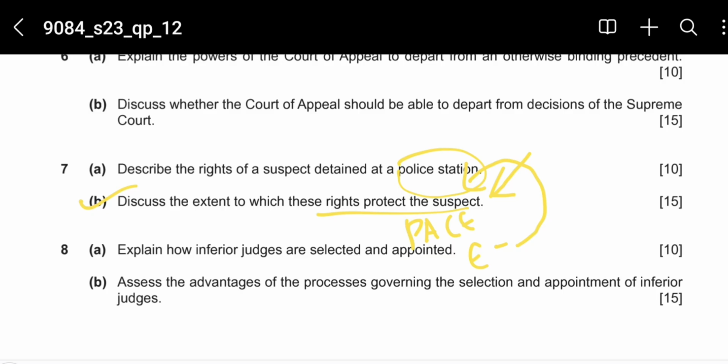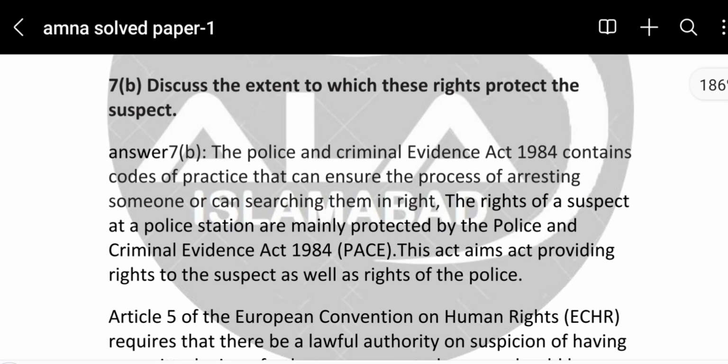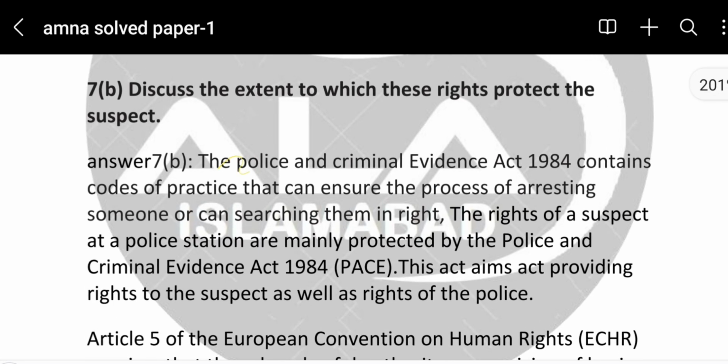So I'm going to start the answer now. I have opened up question 7b. Now I'm going to start the answer. The Police and Criminal Evidence Act 1984 contains codes of practice that can ensure the process of arresting someone or searching them is right. The rights of a suspect at a police station are mainly protected by the Police and Criminal Evidence Act 1984.